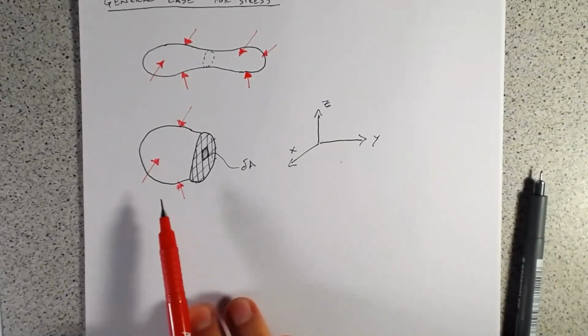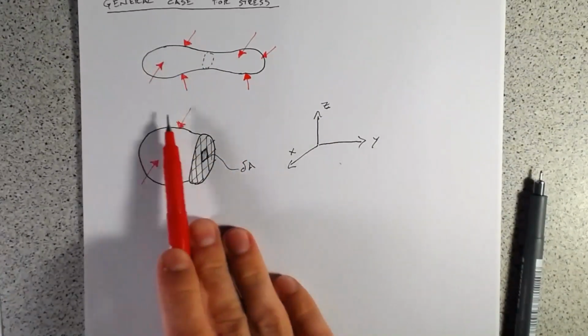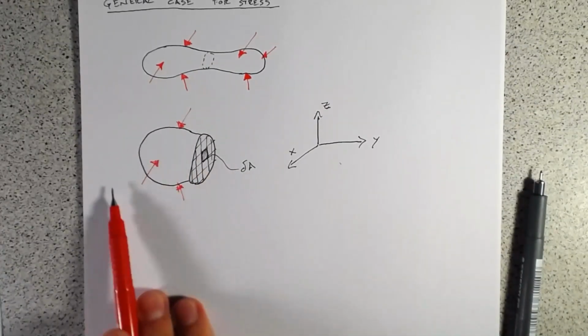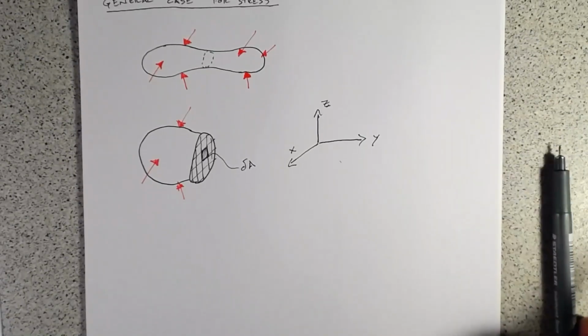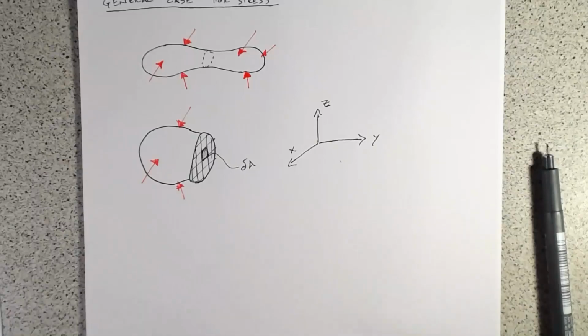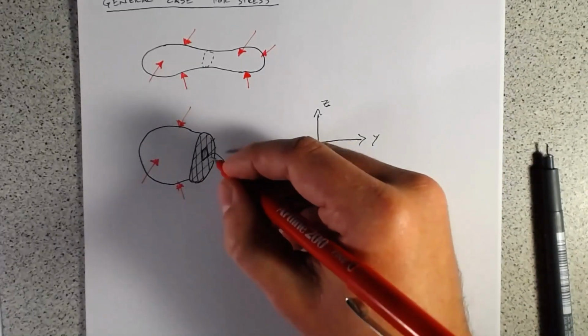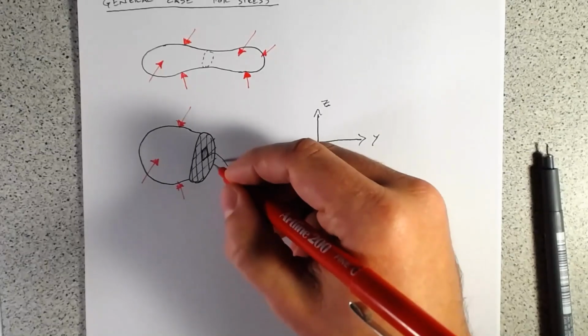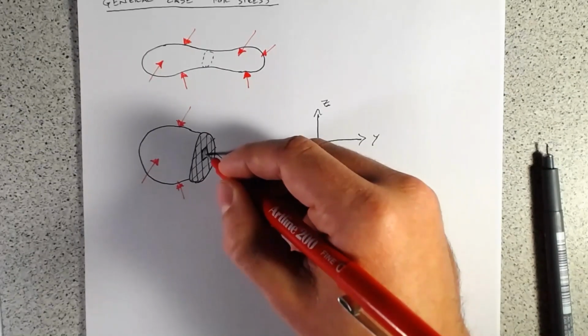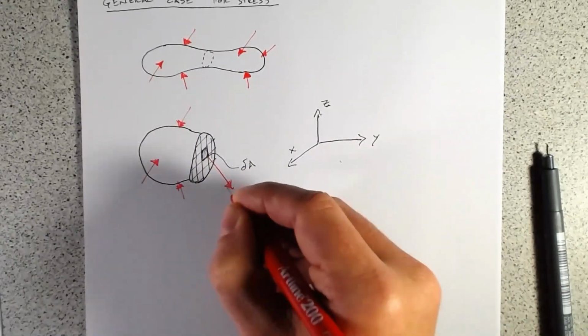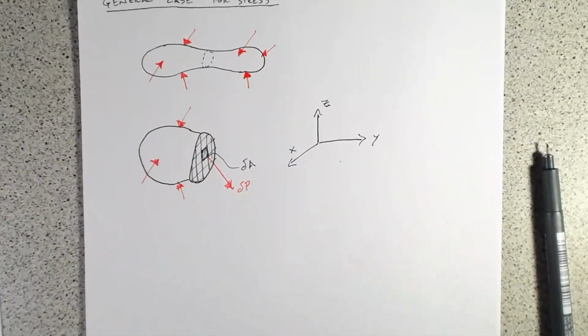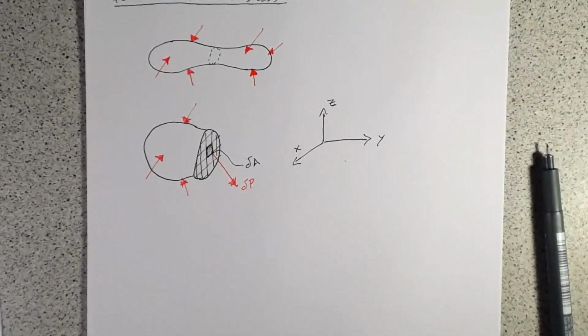As we talked about with all of our stress, external forces are going to create an internal action. This element needs to be in equilibrium. So if we think about all of these forces coming in at some random direction, there's probably going to be some resultant force, and we'll call that delta P. That has some magnitude and some orientation.